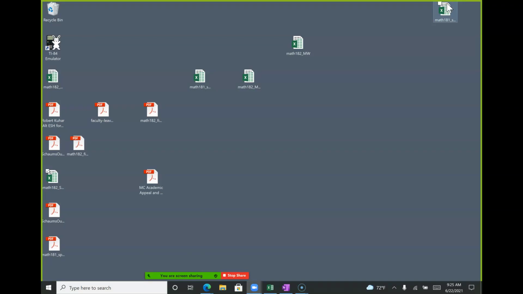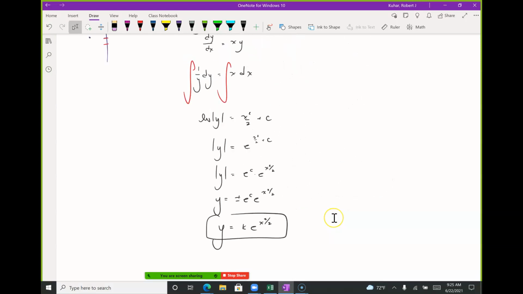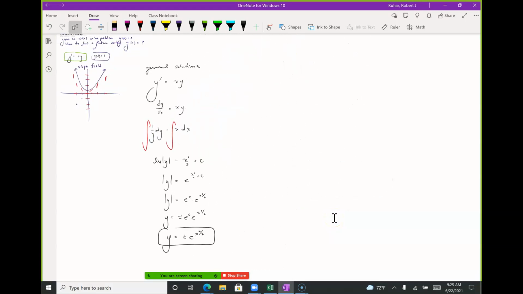How are we doing on that? That's right. We did a good chunk of 7-3 yesterday, just because I hate waiting to show you how to solve a problem. This is my general solution. How do I find my initial value solution now?